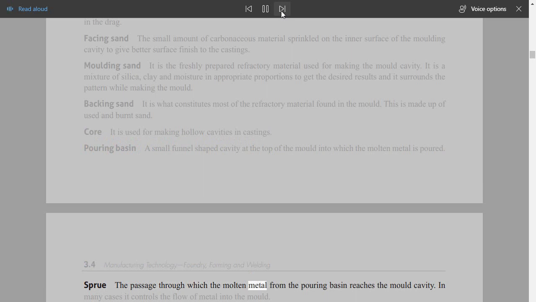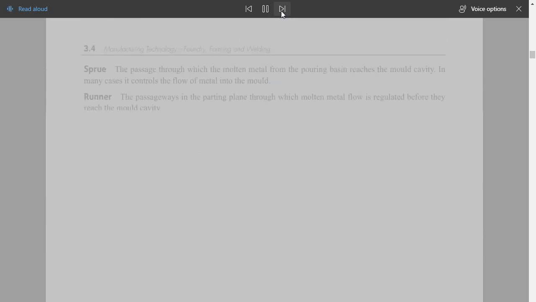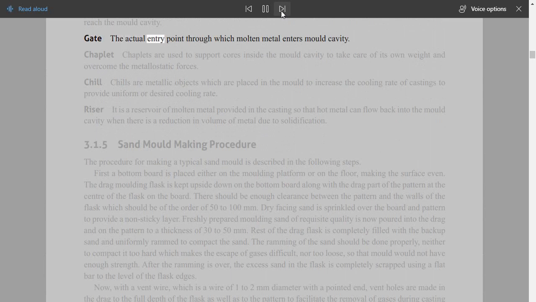Sprue. The passage through which the molten metal from the pouring basin reaches the mold cavity. In many cases it controls the flow of metal into the mold. Runner. The passageways in the parting plane through which molten metal flow is regulated before they reach the mold cavity. Gate. The actual entry point through which molten metal enters the mold cavity.